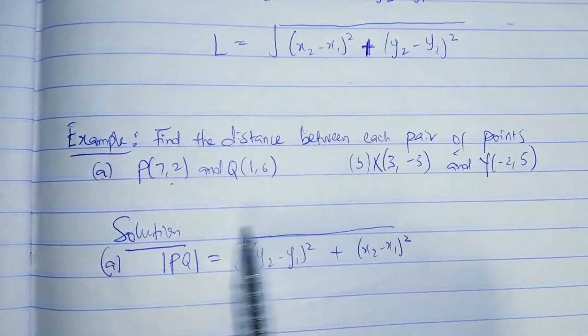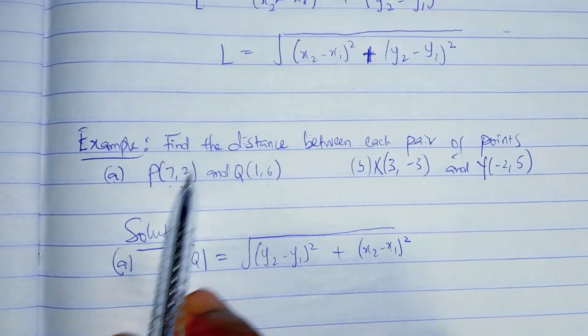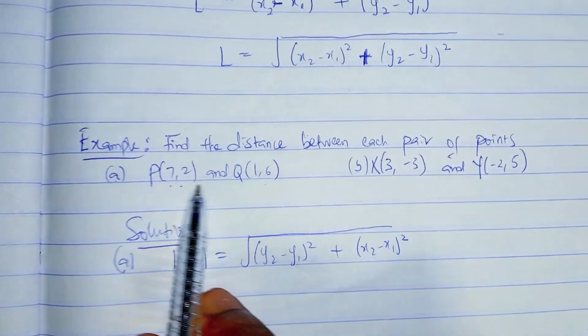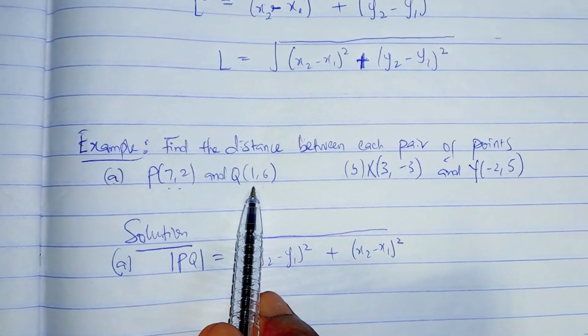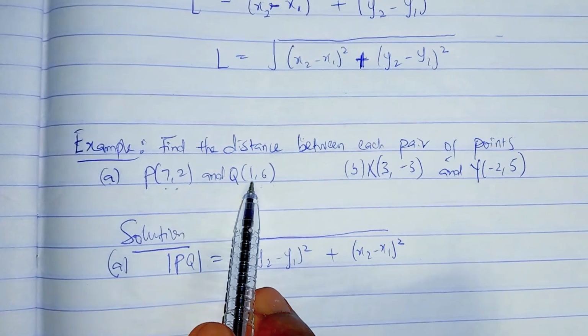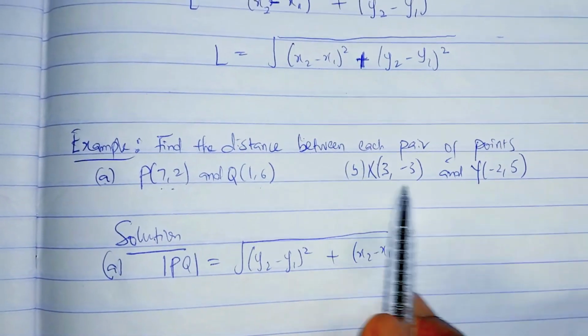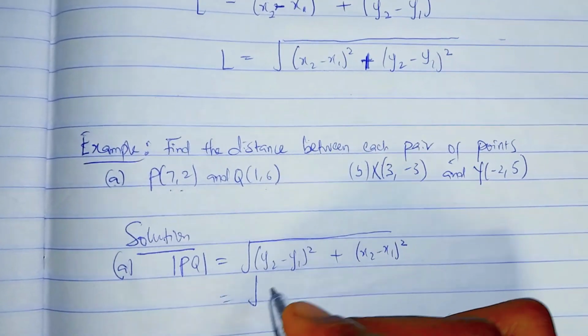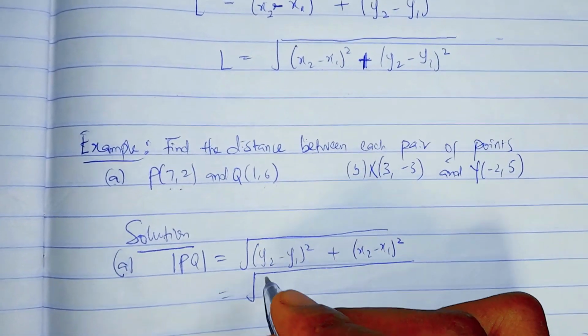Now remember or recall, this first point represents what? The first point of x, first point of y. This second one represents the second point of x, second point of y. How do I mean? x1, y1, x2, y2. The same thing goes for this second question. So it means I'm going to have this as what? So let's go on.